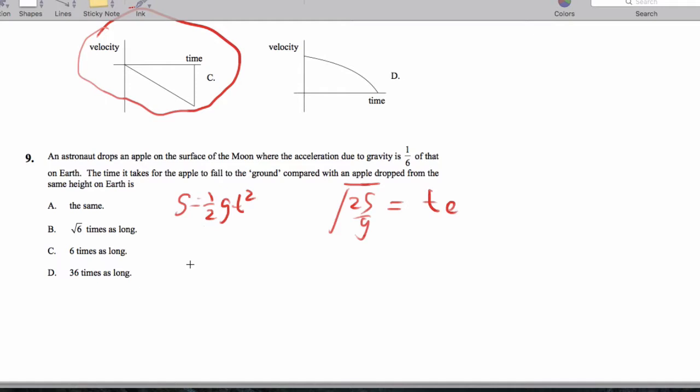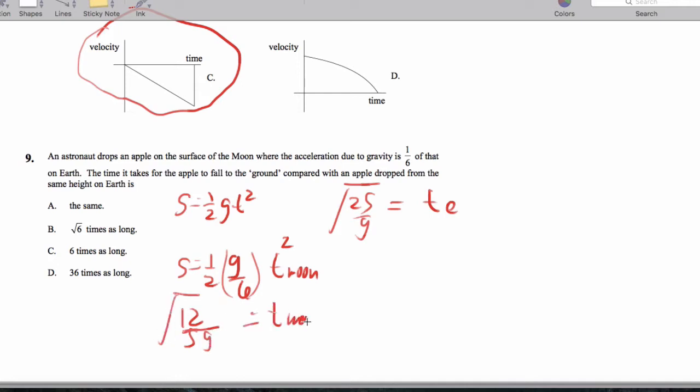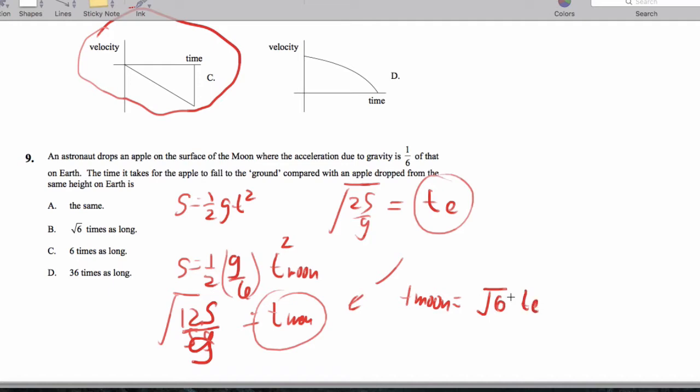Now let's compare that to time on the moon. S is still going to be 1/2, then g over 6 times t moon squared. So we end up getting 12s over g is t moon squared, and we put that under a square root. Sorry, 12s with the g on the bottom. And when we compare this time to this time, what we see is that t moon equals square root of 6 t Earth.